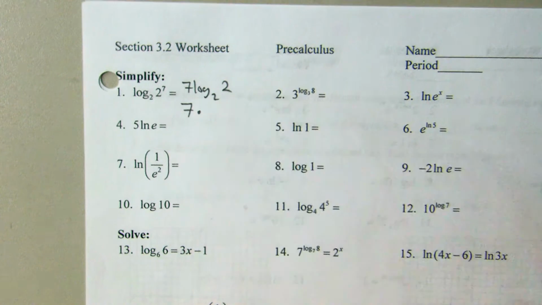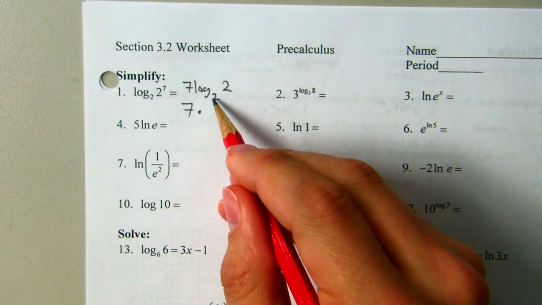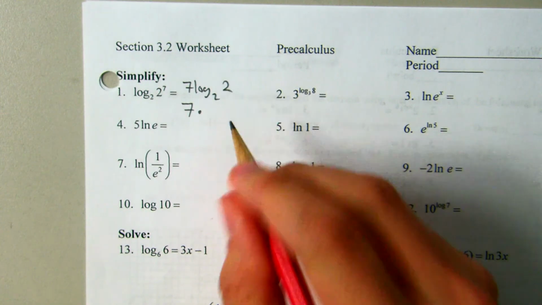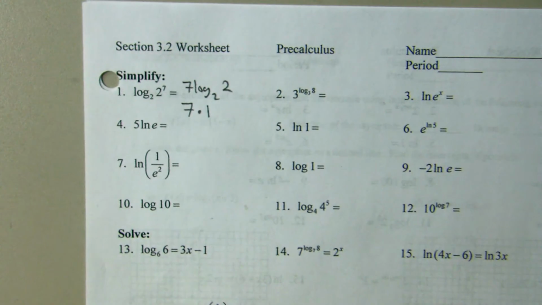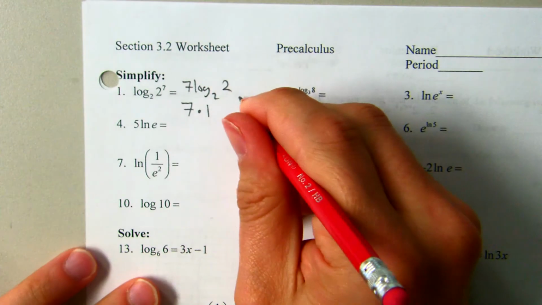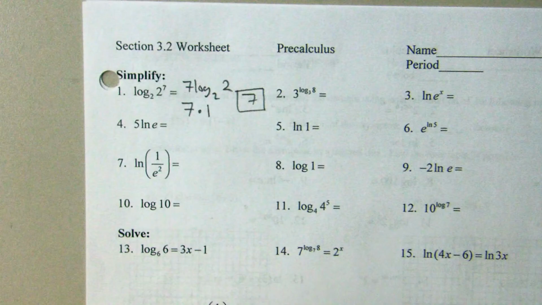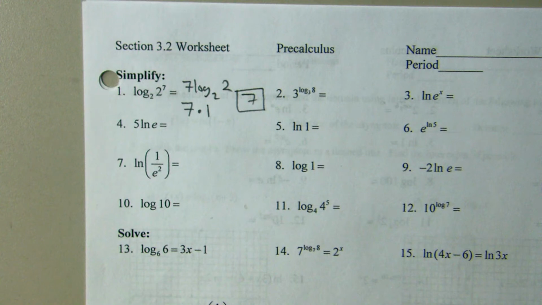This you should be able to evaluate without a calculator because it's asking you, 2 to what power gives you 2? So all of that is just 1. And so you end up with 7 times 1, which is 7.